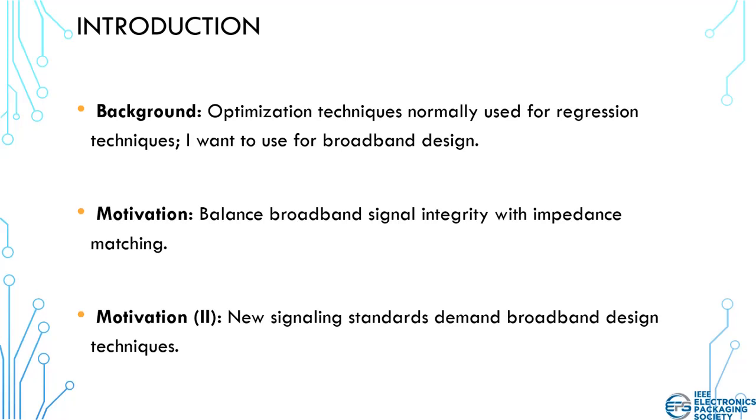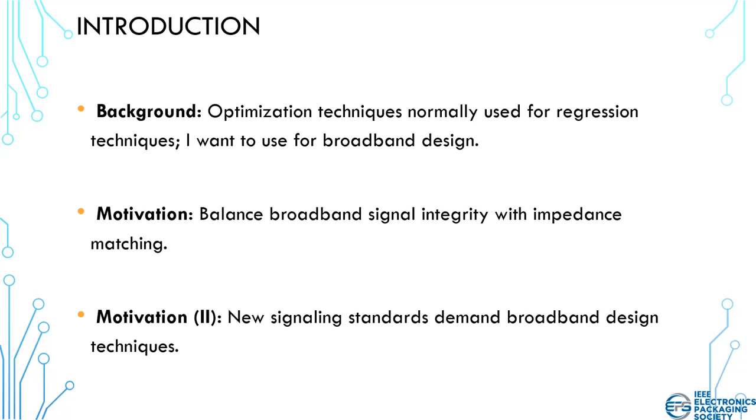So, in looking at design optimization, and especially in the research literature, one thing that you often see with the application of optimization techniques for transmission line design is they're normally used for regression, where you start with some experimental data and you want to extract some model parameters. For example, in the standard 802.3 model for channels on printed circuit boards.